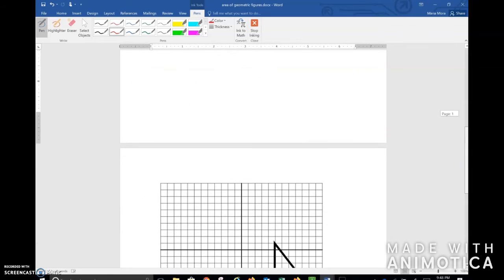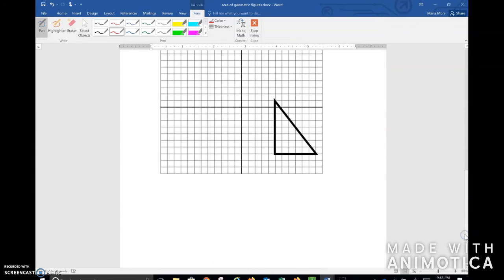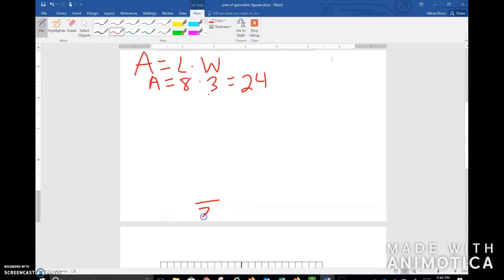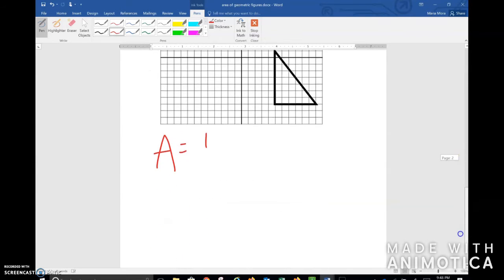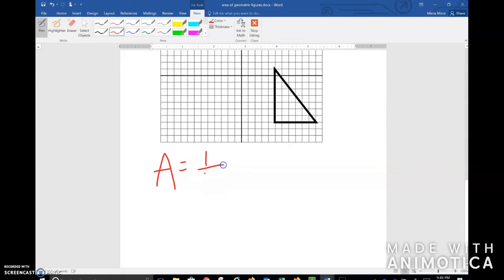Right below it, I have a triangle. And we know that the area of a triangle is 1/2 base times height. Or some of you like to write the area as base times height over 2, which is also fine.